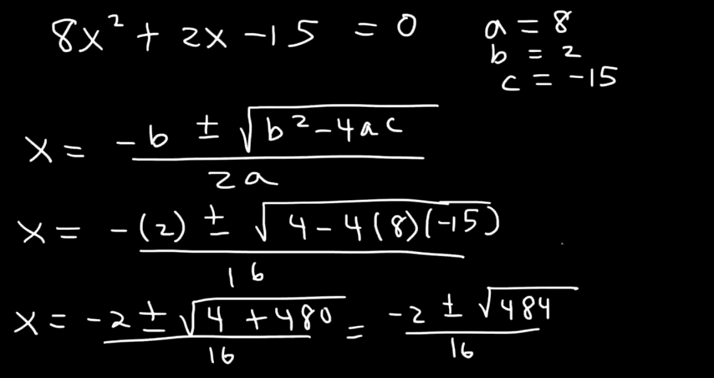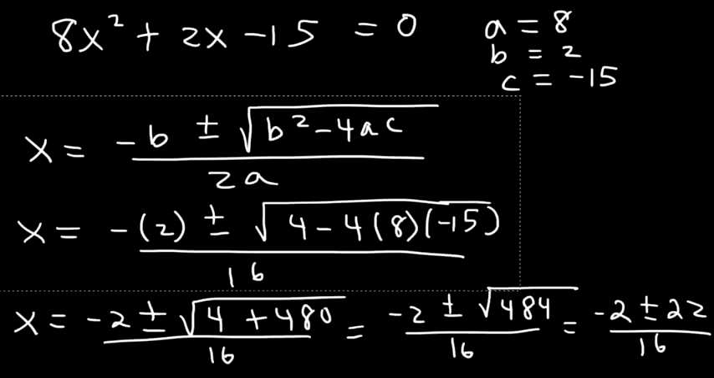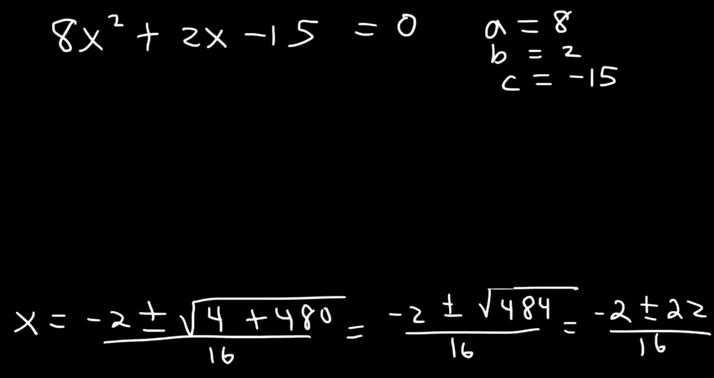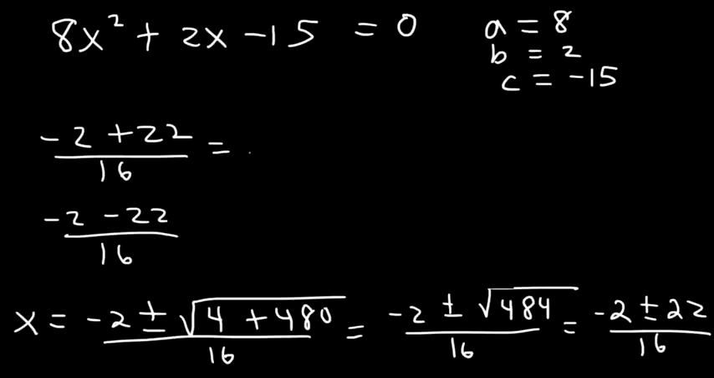The square root of 484 is 22. So now we have negative 2 plus or minus 22 over 16. So now what we're going to do at this point is separate that into two fractions. But let's make some space first. So this is negative 2 plus 22 over 16, or negative 2 minus 22 over 16. Negative 2 plus 22, that's positive 20.